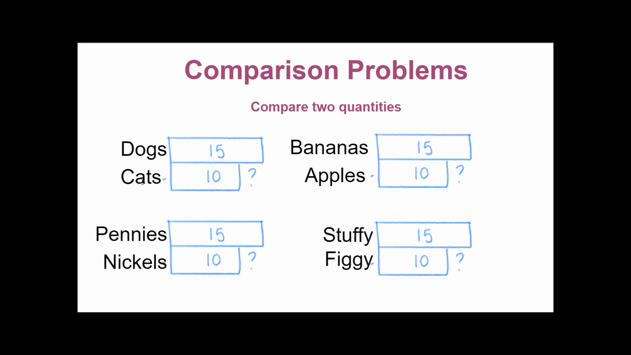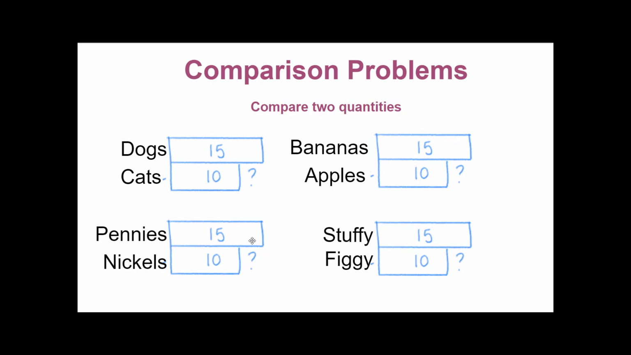cats. And so my word problem is going to compare the number of dogs and cats. So I might say that there are 15 dogs and there are 10 cats. How many more dogs than cats? Okay. I'm going to use that same bar model to show you a comparison using pennies and nickels. I could say that there are 15 pennies and 10 nickels. And I could actually say how many less nickels are there than pennies, okay?